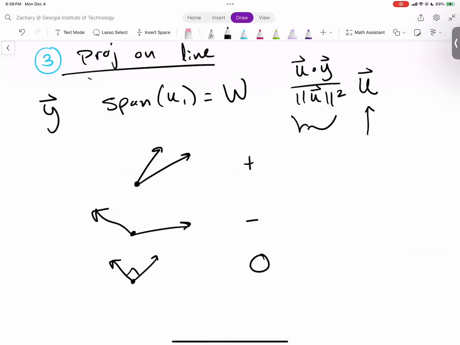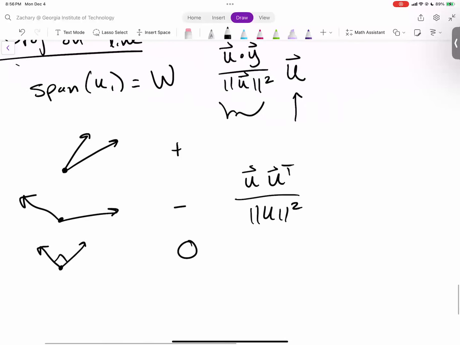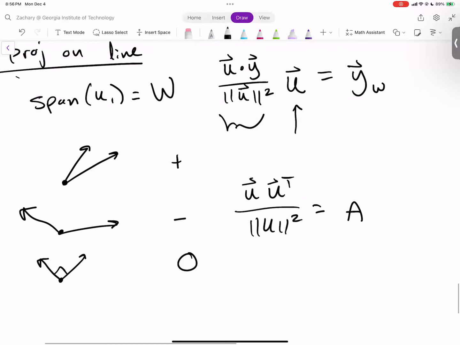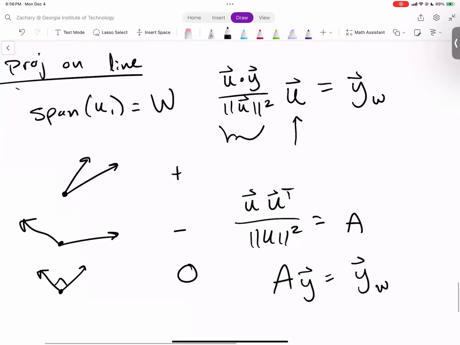A way to find the general matrix is u times u transpose, not dotted, this is multiplied, divided by the magnitude of u squared. Sure, yep. And this equals a matrix A. Maybe write this is equal to y w. Okay. And from here we get A times y equals y w. Two totally fair ways to do it.